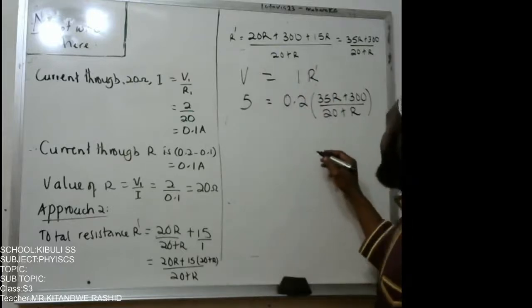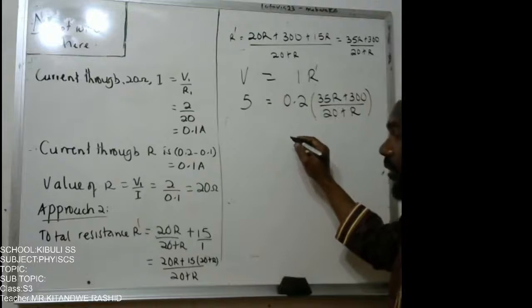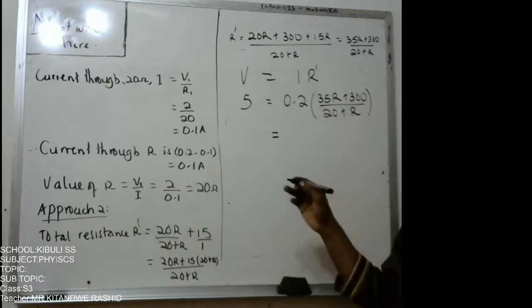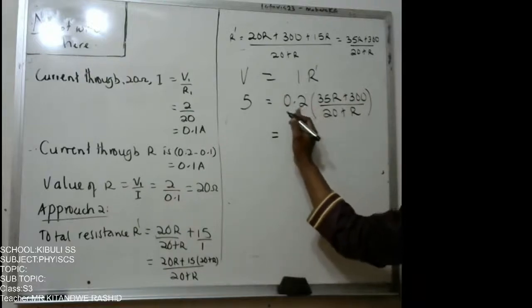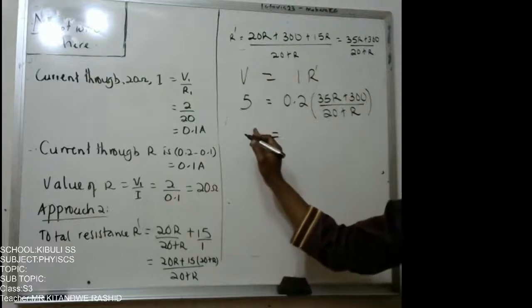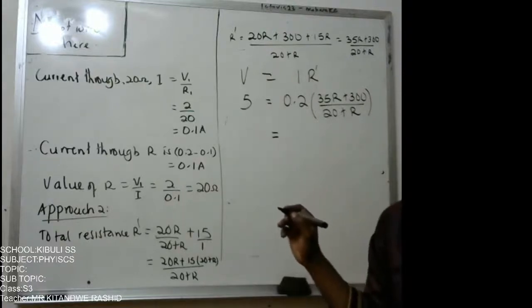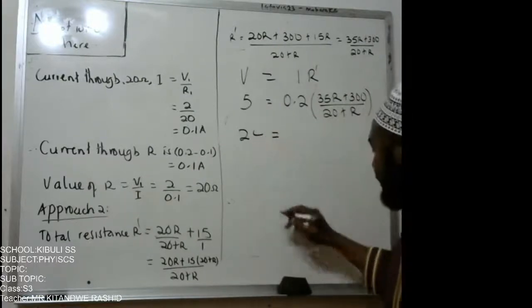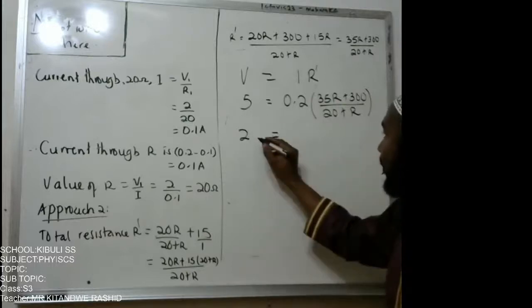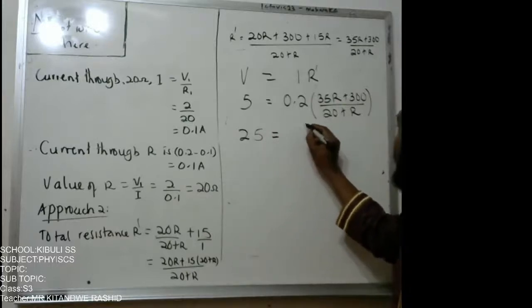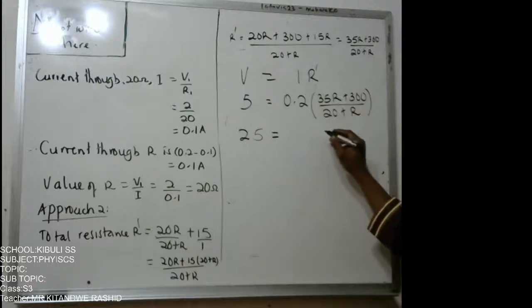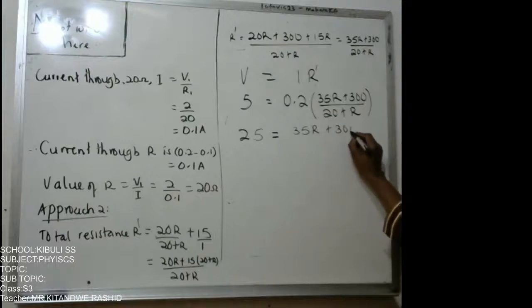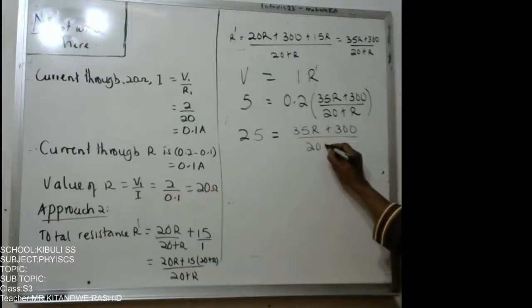So you can now open the bracket once again. Help me with the manipulation. Just divide both sides by 0.2. 5 divided by 0.2 is 25. So this is 25 equal to this, 35R plus 300 over 20 plus R.